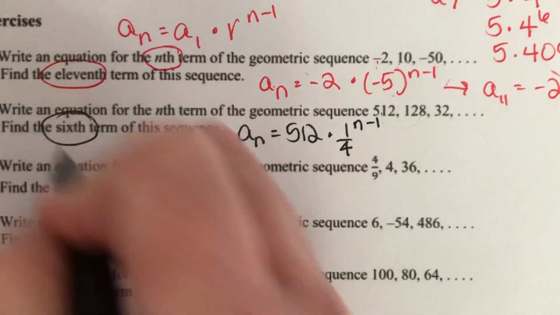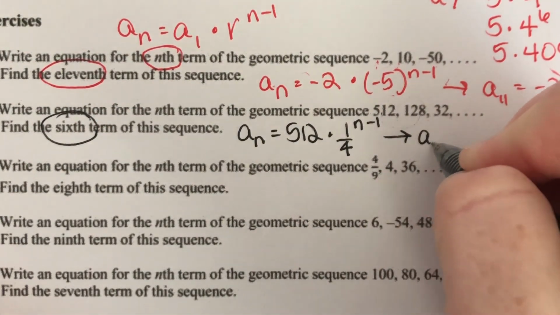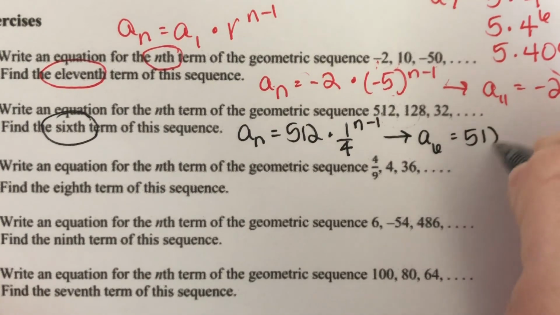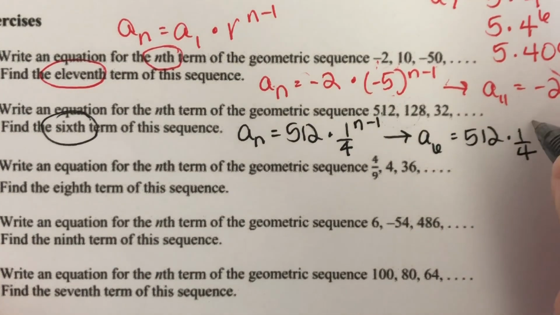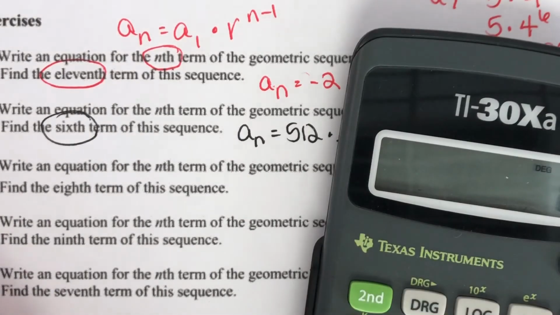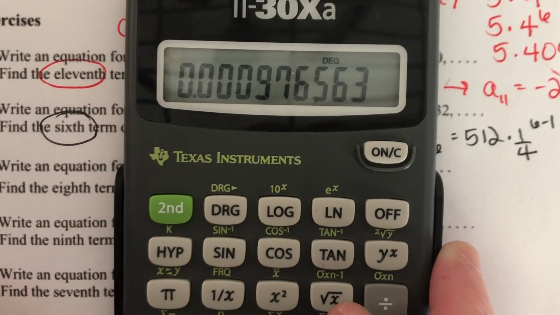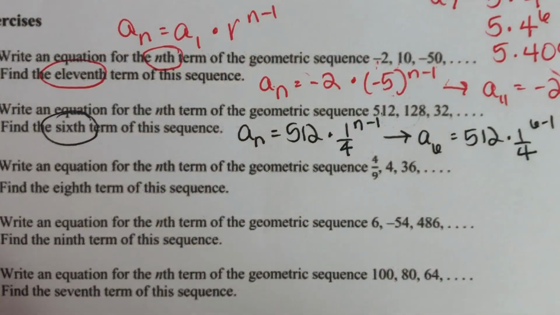Then it asked me to find the 6th term. So I'm going to plug a 6 in. A sub 6 equals 512 times 1/4 to the 6 minus 1 power. Excuse me, that's 1/4 to the 5th power. 1 divided by 4. Ooh, that's a really tiny decimal. We could actually change that to a fraction.